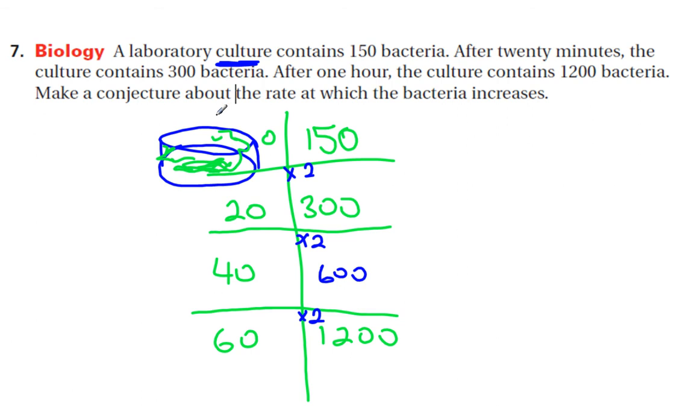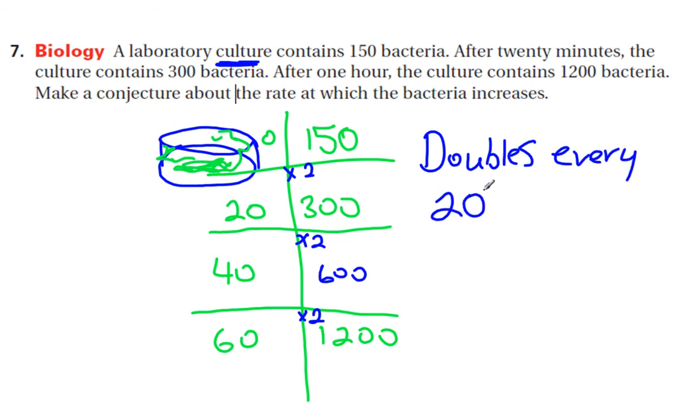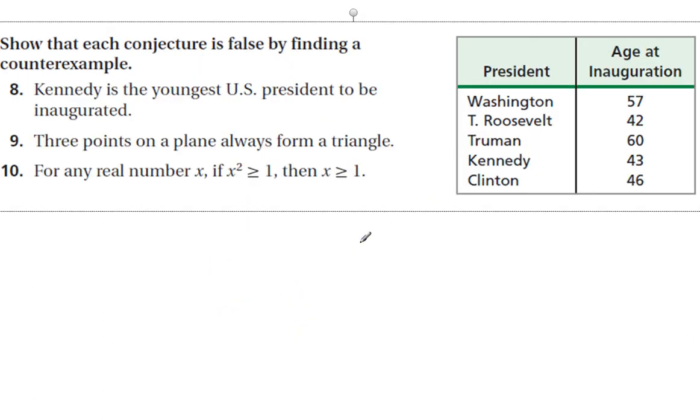So make a conjecture about the rate at which the bacteria increases. So we can say it doubles, or it multiplies by 2. It doubles is easier to write. Every what? Every 20 minutes. Which means pretty soon you're going to have a whole lot of bacterias, and you're going to need a bigger dish. Or less bacteria. Put it in the refrigerator until it chills out.